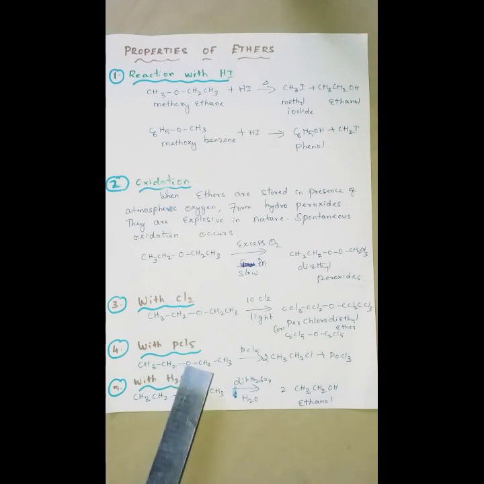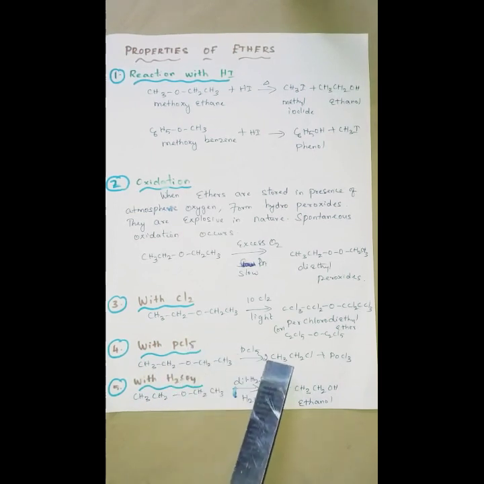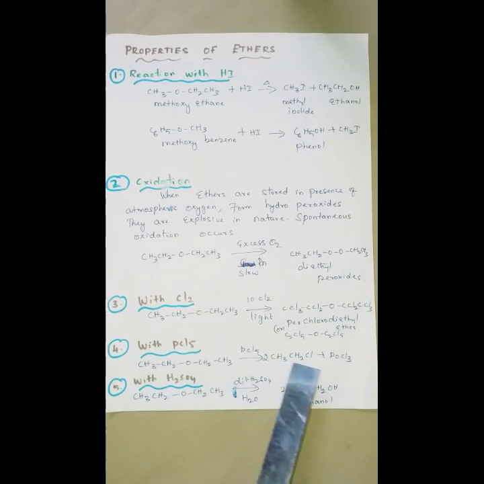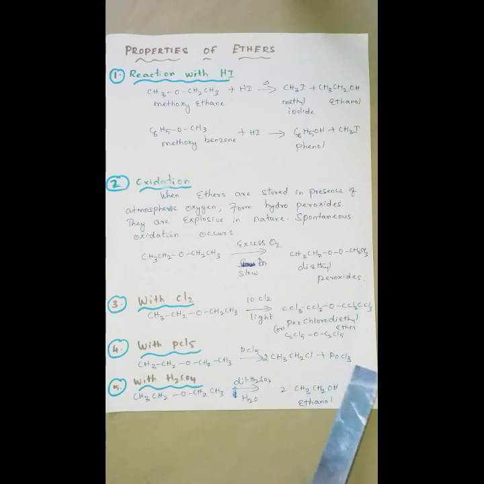The next reaction is with PCl5, which is very, very easy. Here one cleavage and here one cleavage. Because 5 chlorine atoms are there, each ethyl group takes away one chlorine. So CH3CH2Cl and CH3CH2Cl. That's why I wrote 2 molecules of ethyl chloride, and the remaining 3 chlorine, 1 phosphorus and 1 oxygen go as phosphorus oxychloride.